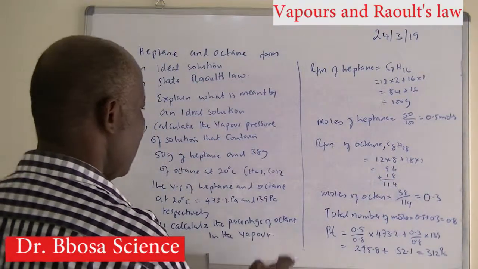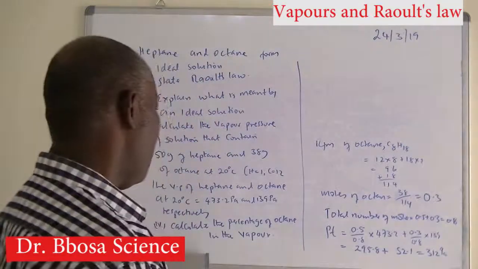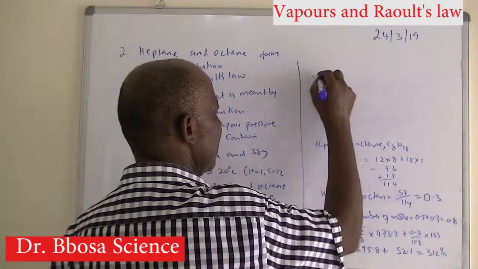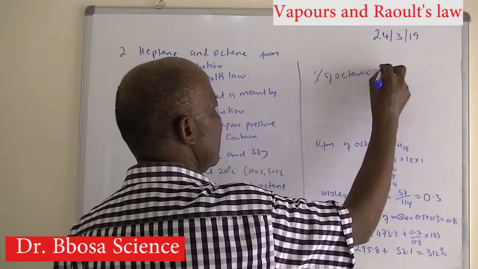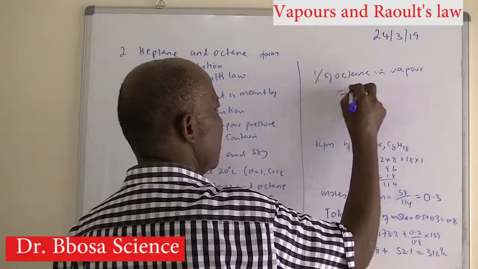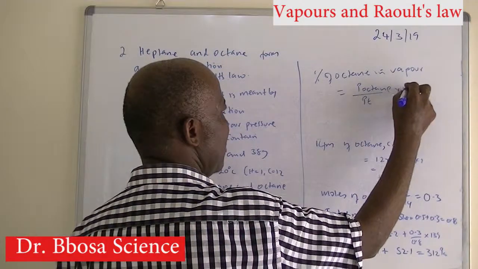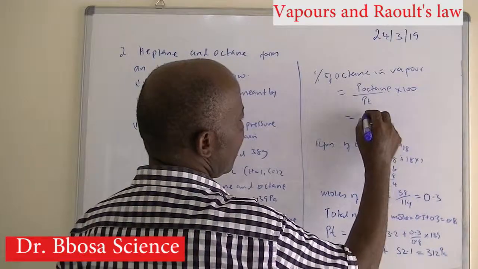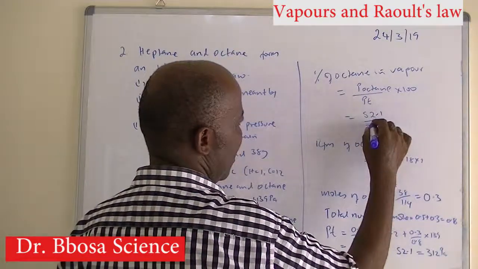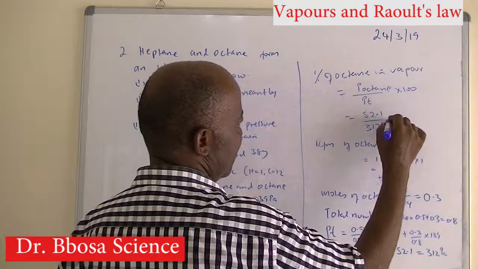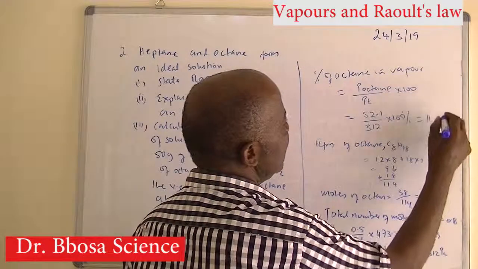Then part 4, calculate the percentage of octane in the vapor. The percentage of octane in the vapor is equal to P octane over P total times 100, which is equal to 52.1 over the total pressure, which is 312, times 100%, which is equal to 16.6%.